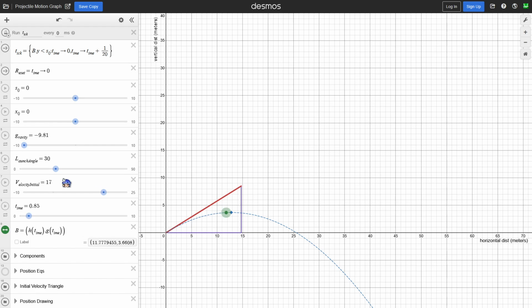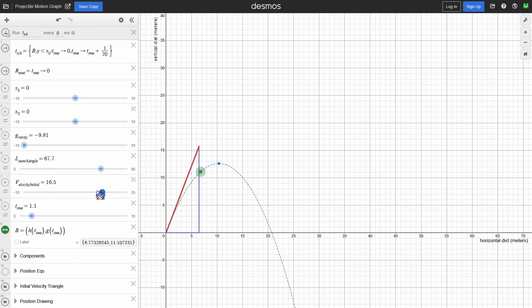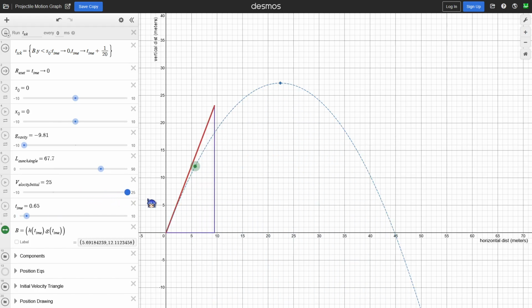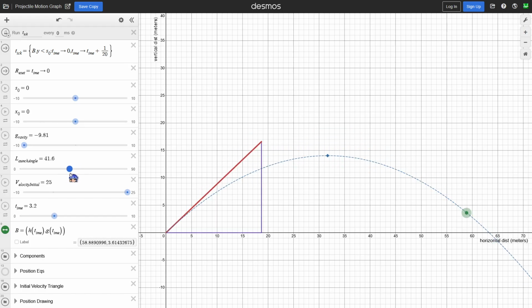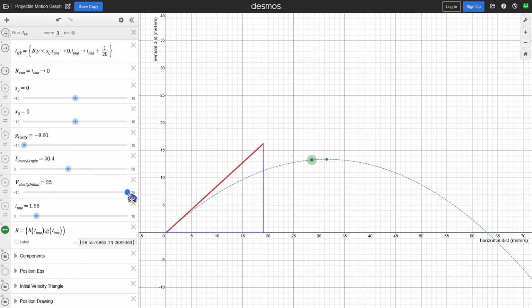You can change the initial velocity at which it is thrown. As you can see, smaller initial velocities mean it doesn't go very far. But if I send it at 25 meters a second, it's going to go pretty far. It's going to go like 45 meters. I actually don't know how long that is because I'm an American, so yeah.